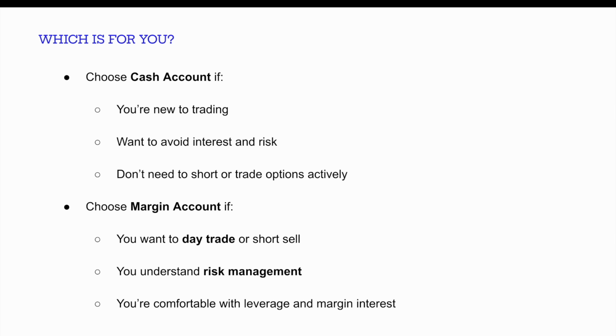A cash account is for if you're new to trading, if you want to avoid interest and risk, and if you don't need to short or trade options actively. A margin account is for if you are an experienced, keyword experienced, day trader and you want to day trade and short sell. You have to understand risk management because there's a lot more risk, and you have to be comfortable with leverage, basically using money that's not yours and paying interest on your margin.